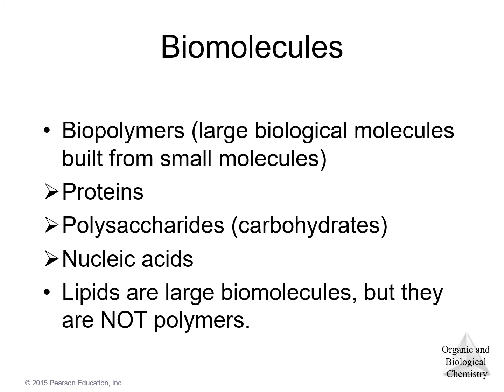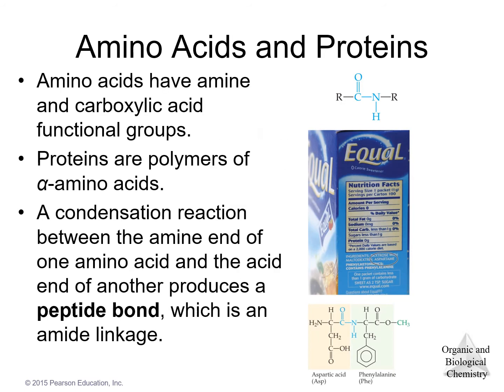Then we got biomolecules or biopolymers. Now, they are large biomolecules built from small molecules. We got proteins, polysaccharides, nucleic acids. Lipids are biomolecules, but they are not polymers. You got amino acids and proteins. Amino acids have amine and carboxylic acid functional groups.